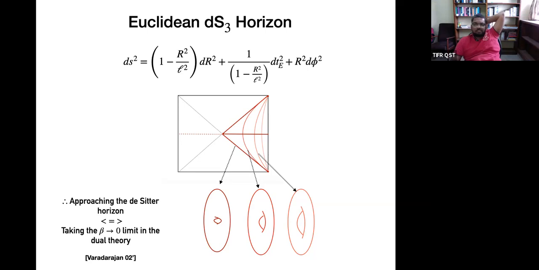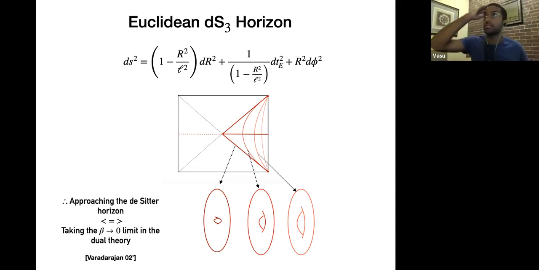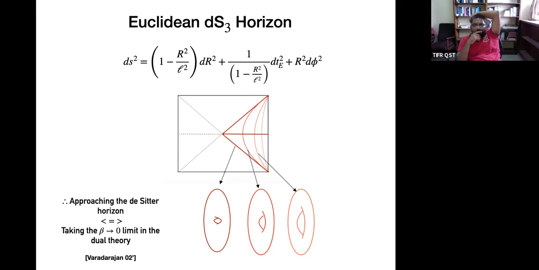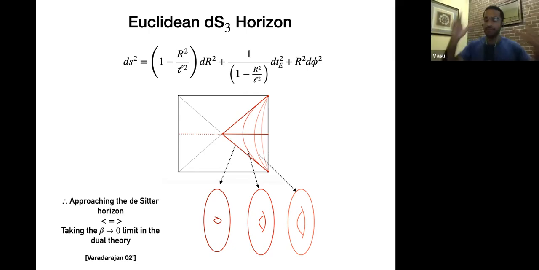Sorry, Vasu, one question, just a basic one. So this slice at half time, what kind of topology does it have? Is it a sphere? Yeah, that one is a sphere. And so basically, the half is going to be a hemisphere. In total, it's going to be a sphere, right? The neck is a 2-sphere within the 3-sphere that would be Euclidean dS. It's like the equatorial slice.